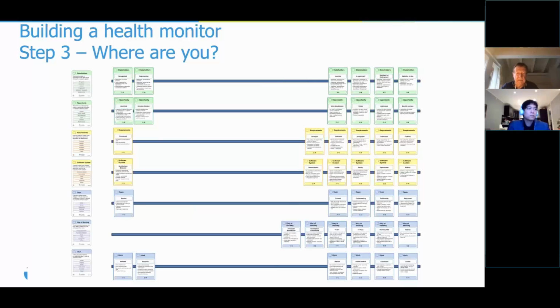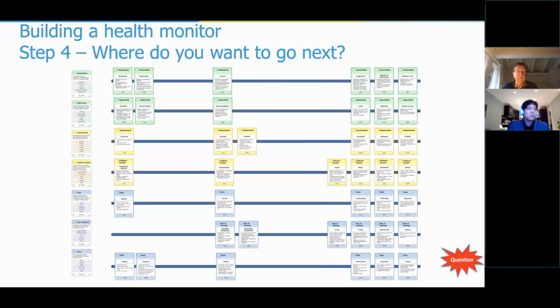So now we take next and look at where you want to go next. Well, it's very easy then. You just go to the right of the line and select the cards you think you want to achieve in the next iteration, for instance. So, this is a kind of health monitor. It's agnostic to the way you work. It can be used in any proper way.